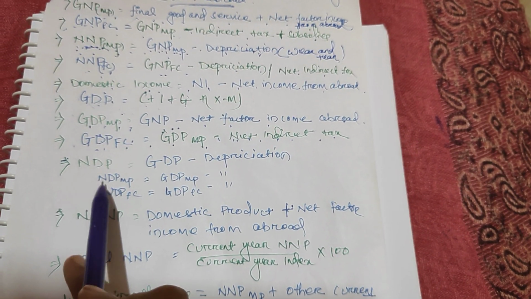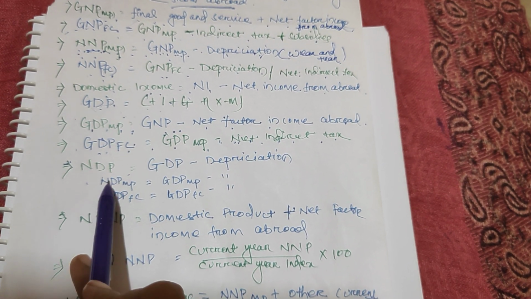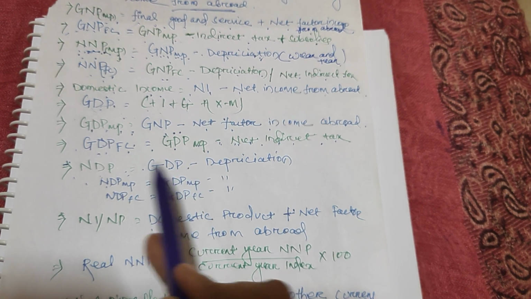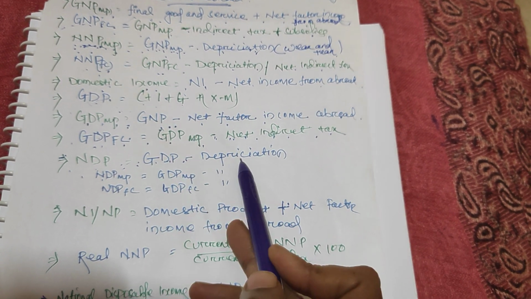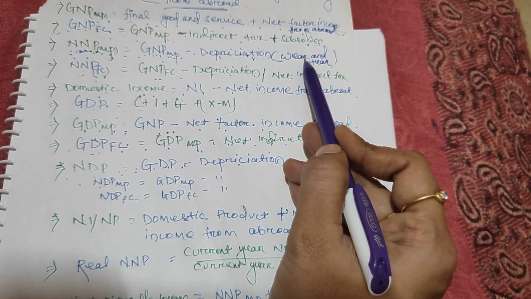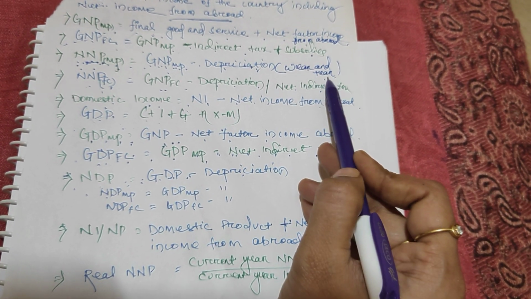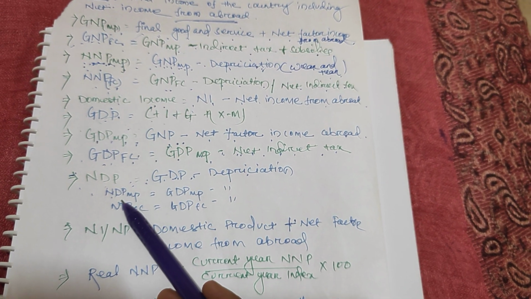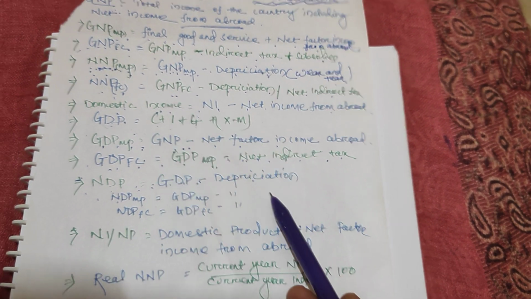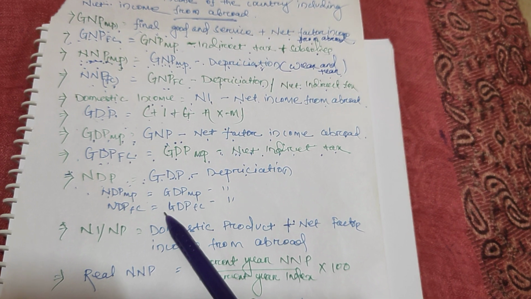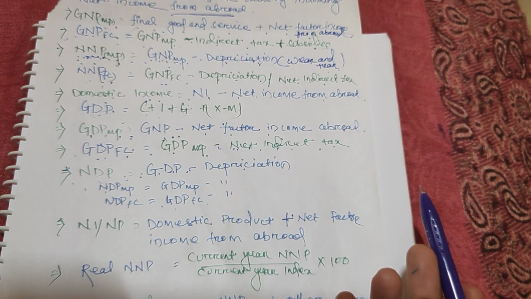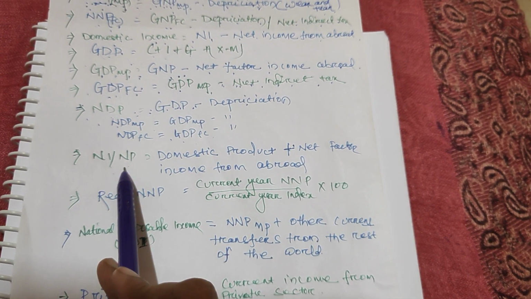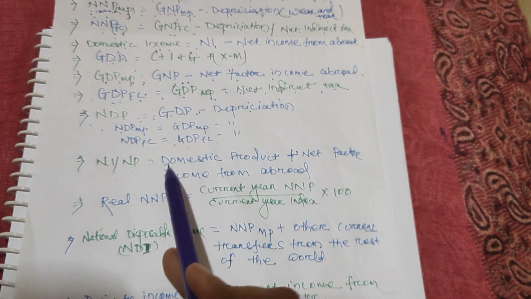Then we'll come to NDP, net domestic product. Net domestic product equals GDP, gross domestic product, minus depreciation. Depreciation, I told you here, means wear and tear, the maintenance charges. Get it? Like that only, NDP MP equals GDP MP minus depreciation, NDP FC equals GDP FC minus depreciation.